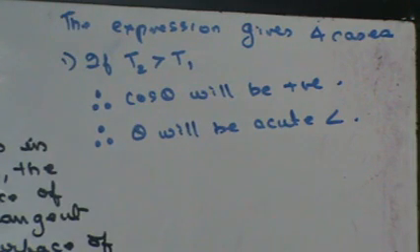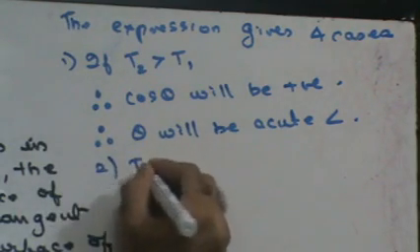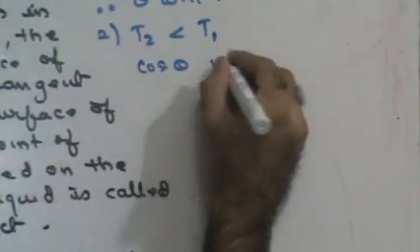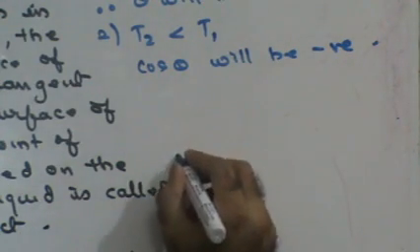Next, let's assume that T2 is less than T1, if the tension between the air and the solid is less than the tension between the liquid and solid. In that case cos theta will be negative. Now we know that cos theta is negative only in the case of an obtuse angle. So how will you get an obtuse angle? I'll show you.